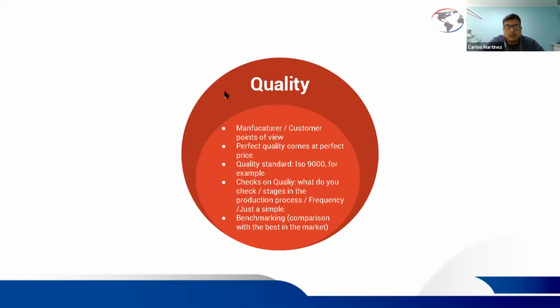Okay, the checking on quality. What do you check? Stages in the production process, the frequency. So these things need to be taken into account. Every time during the process, we need to make sure about every little detail. Okay, what do you check on?